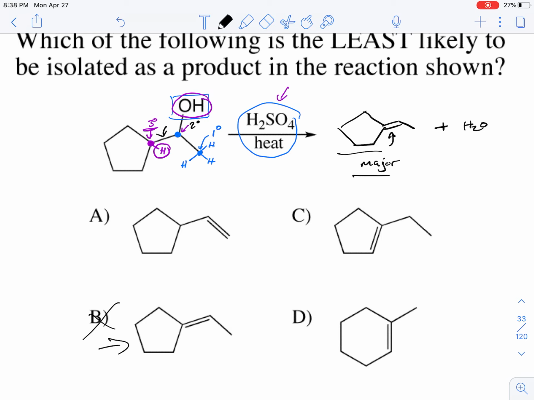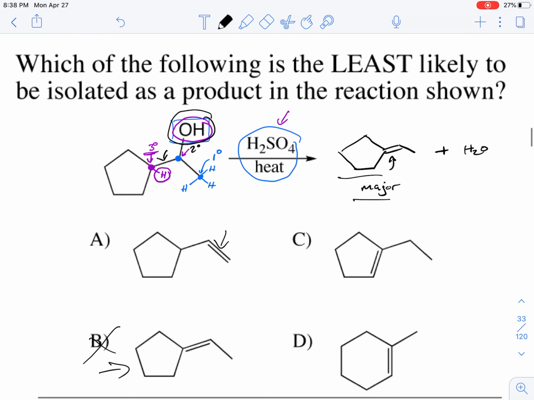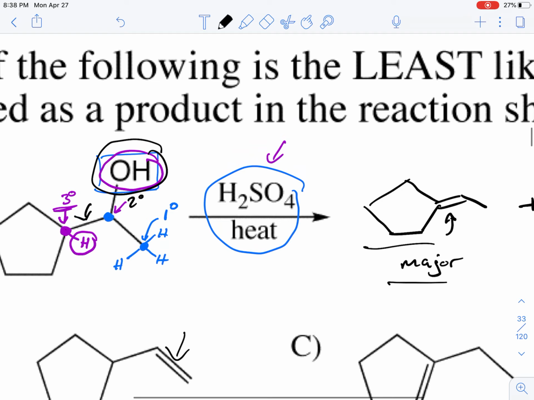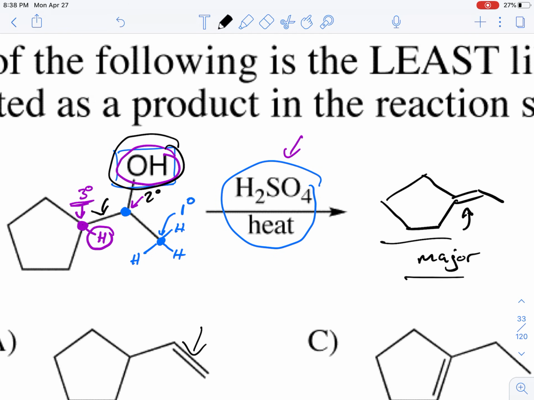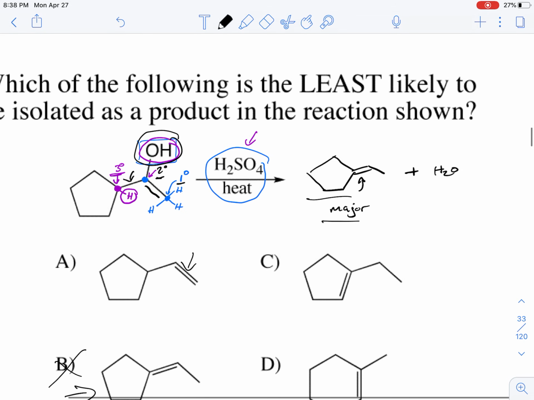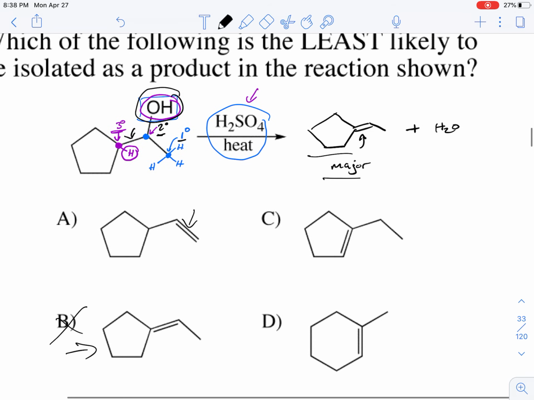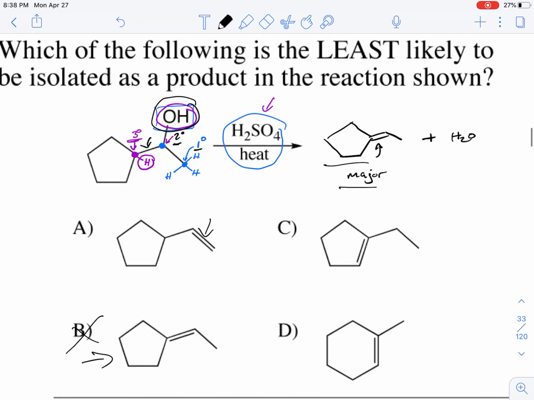Now, if you guys are looking at A, that would be the scenario if this alcohol is going to form a covalent bond between the secondary and the primary carbon. And so in this case, that would be the minor product. But it is still expected to form.